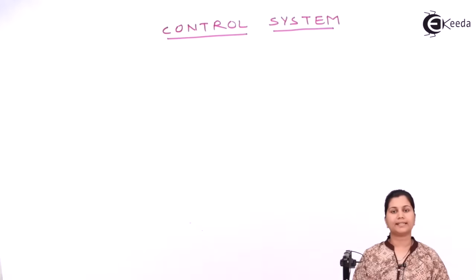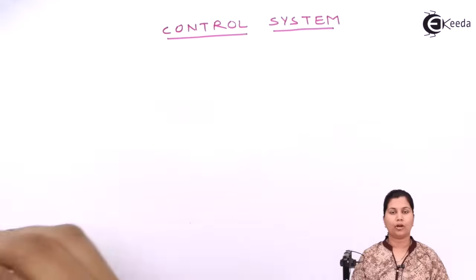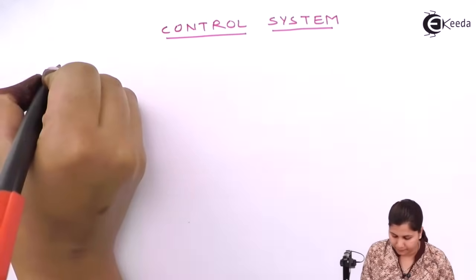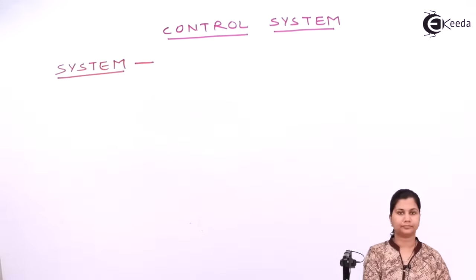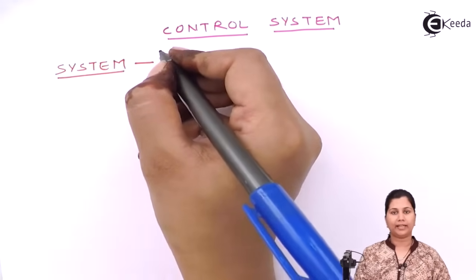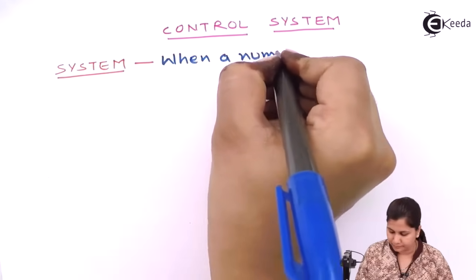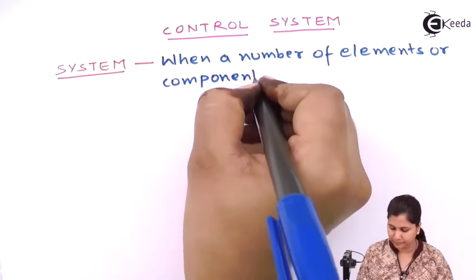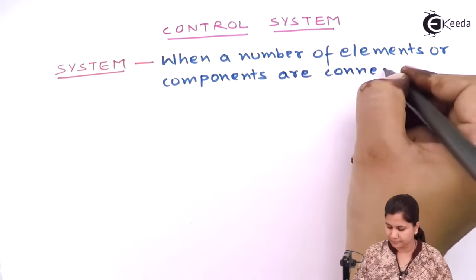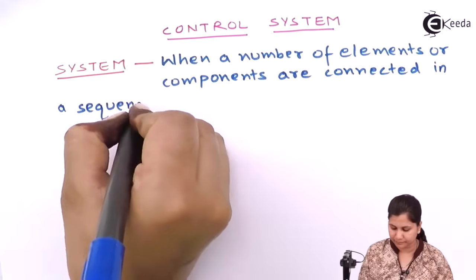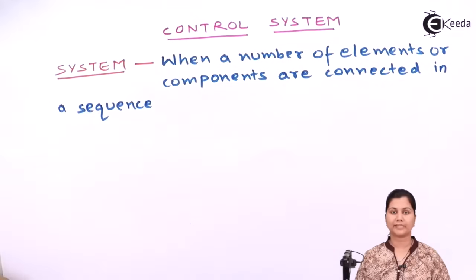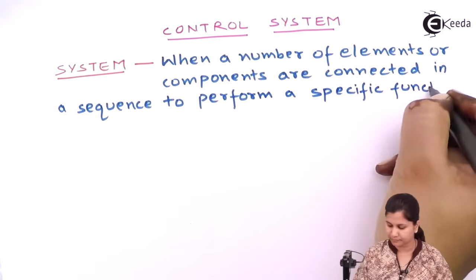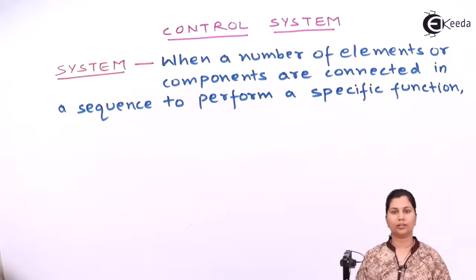This term control system is having two terms, control and system. So let us first understand what a system is. When a number of elements or components are connected in a sequence so that they perform some specific function, the group which is formed is called a system.